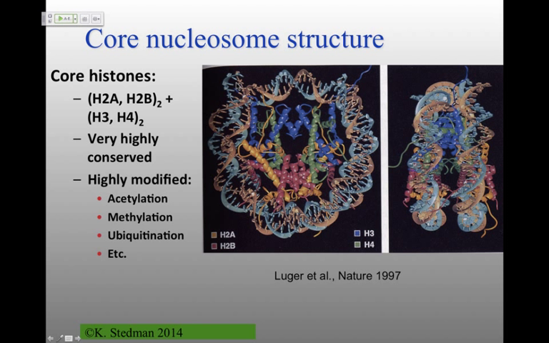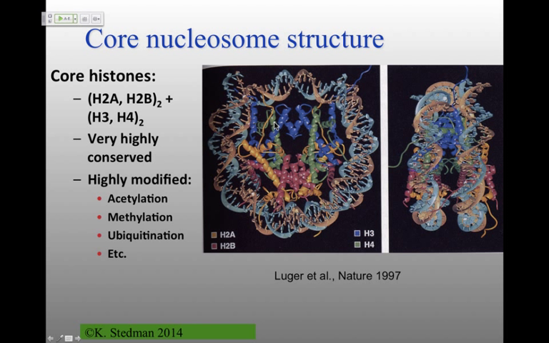But here you can see the approximately 150 base pairs of double-stranded DNA wrapped around these 8 proteins present here in the middle. These 8 proteins in the middle are the so-called core histones. They're H2A, H2B, H3, and H4. In this image, H2A and H2B are orange and red, and H3 and H4 are blue and green.